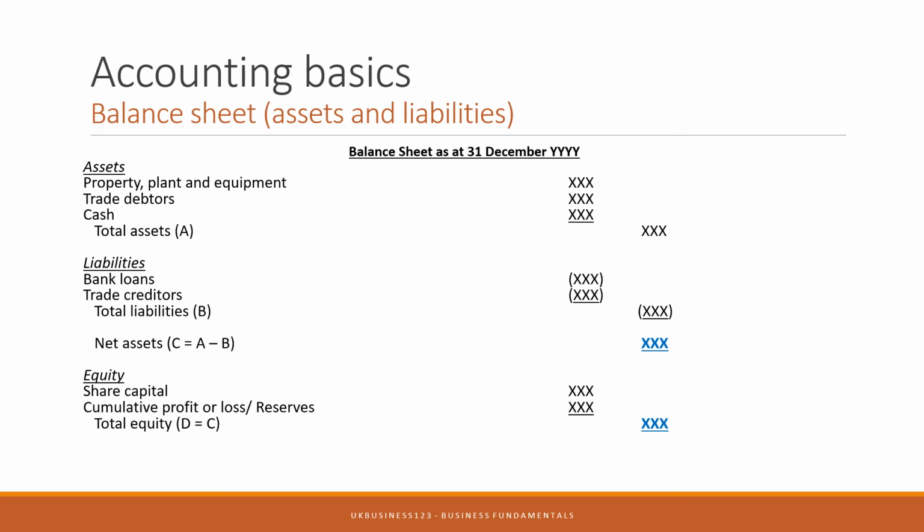The net of the assets and liabilities gives you what is called net assets. In other words, it's also called equity. So equity there, which is your share capital, plus the cumulative profit or loss that you have made since you started the business. So when you add the share capital plus the cumulative profit or loss, or any reserves, also called reserves, you get your total equity, which is D, and D must equal C. So net assets must equal your total equity.